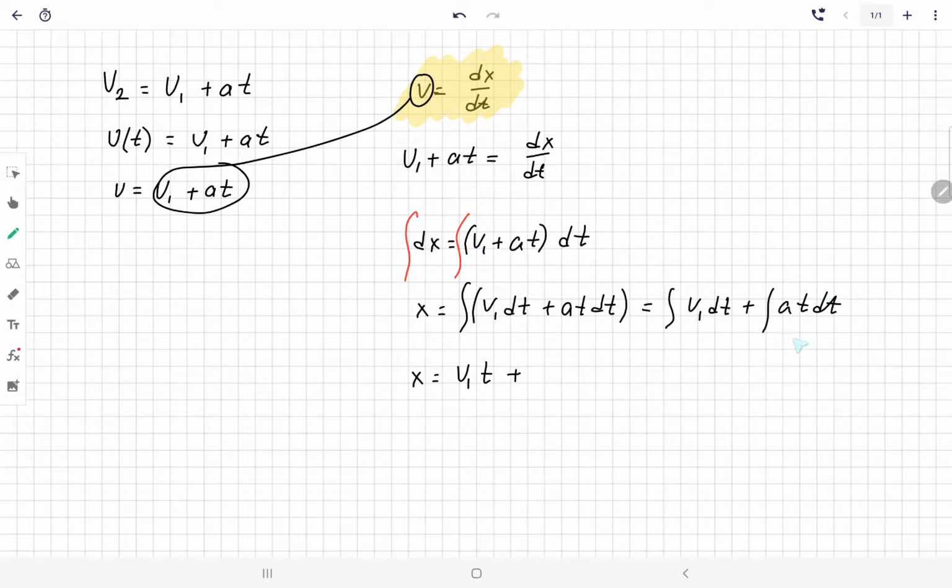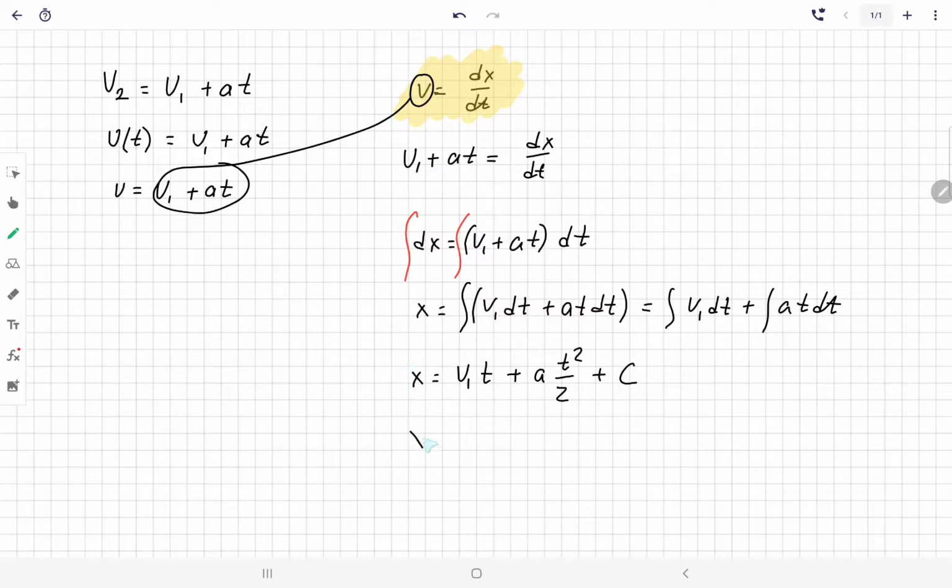And the integral of this part will be equal to at square over 2. And of course, plus a constant, any number. For now, it's any number. We don't know. So as you see, we already derived the formula for x, and x is a displacement, position, distance. The meaning of the constant number here is actually the initial position. We can prove it, but we will keep it very simple for now.